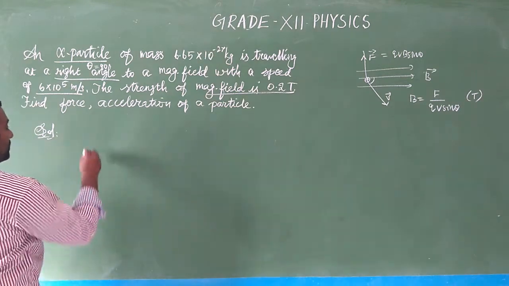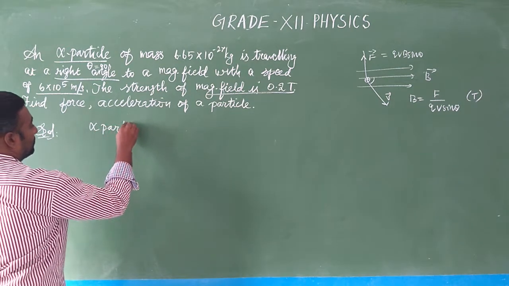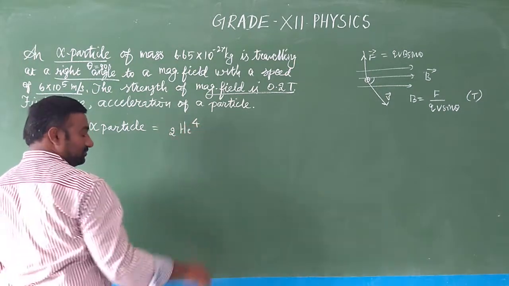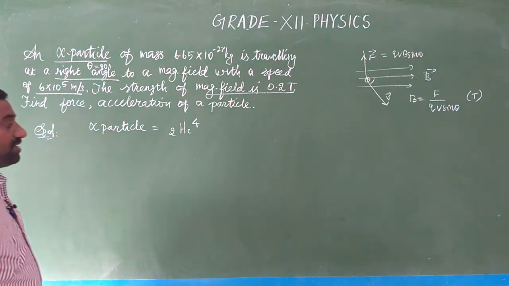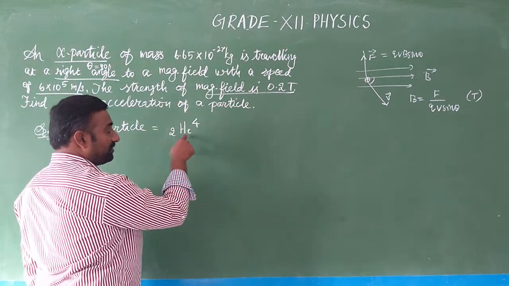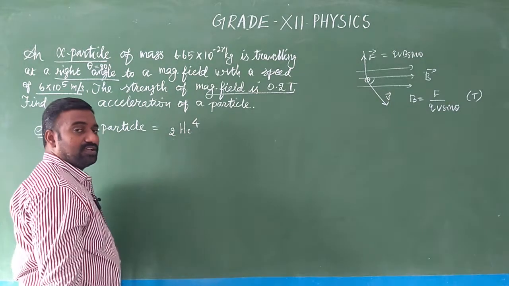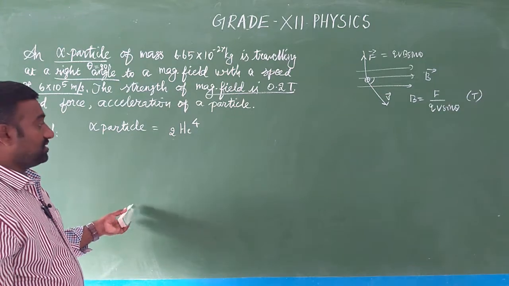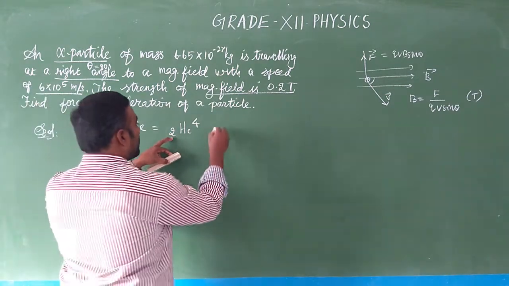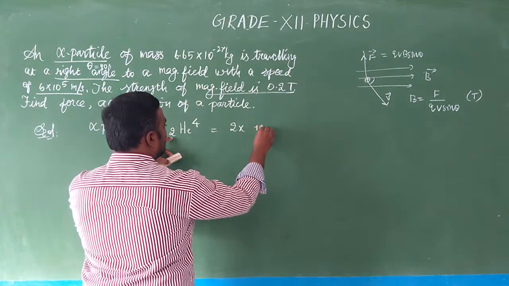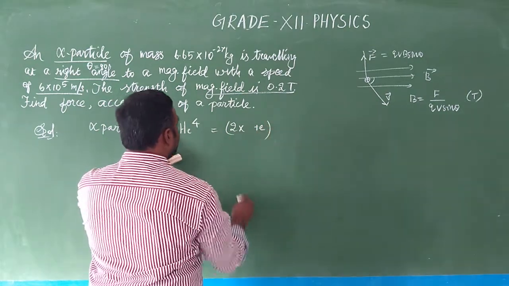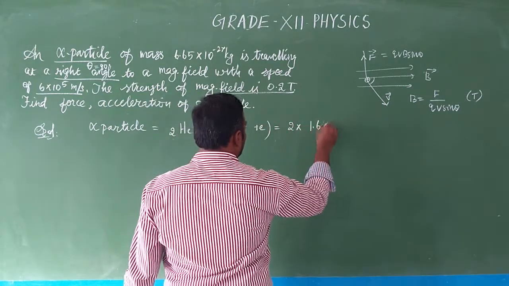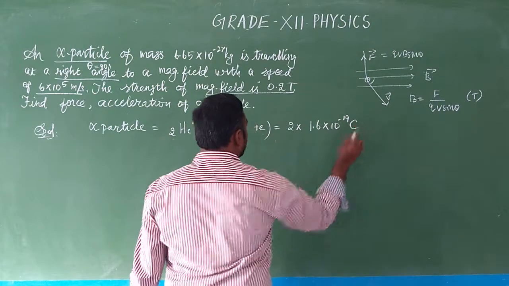This is an alpha particle. Alpha particles are nothing but doubly charged helium nuclei that contain 2 protons as well as 2 neutrons, but we don't need the neutrons, because only a charged particle can be accelerated. So the number of protons in an alpha particle is 2, giving a charge of 2e. The charge is 2 into 1.6 into 10 to the power minus 19 coulomb.